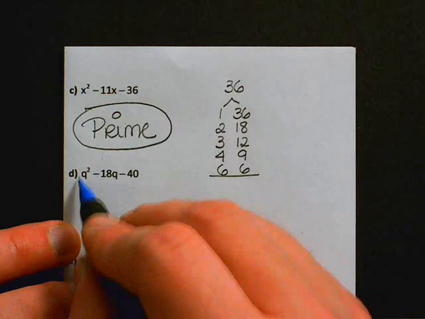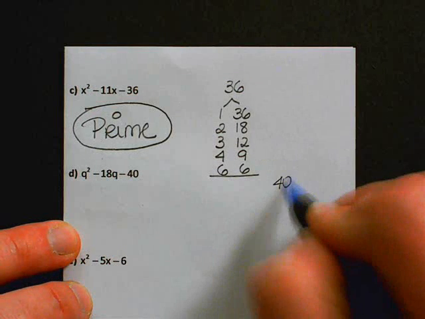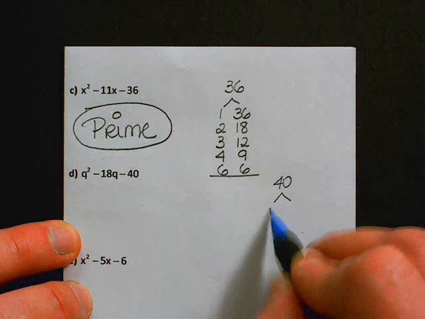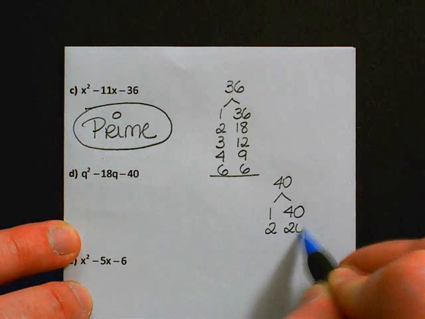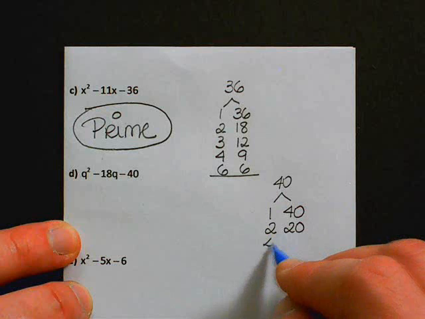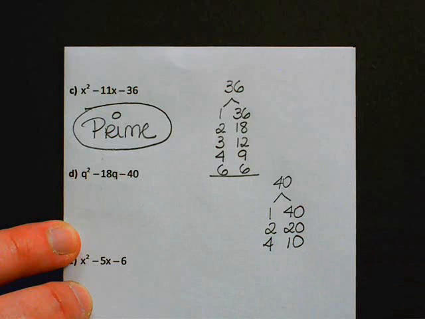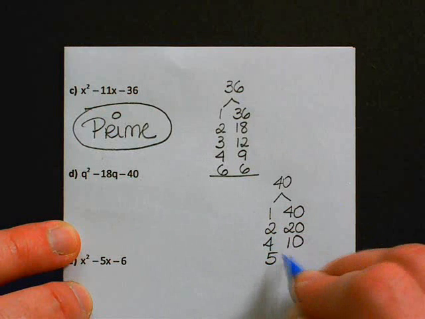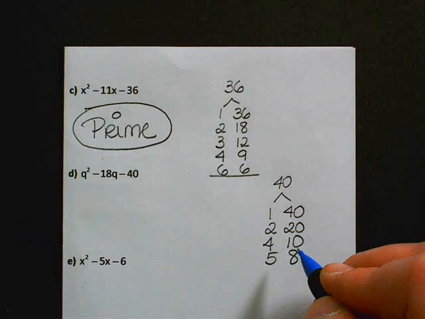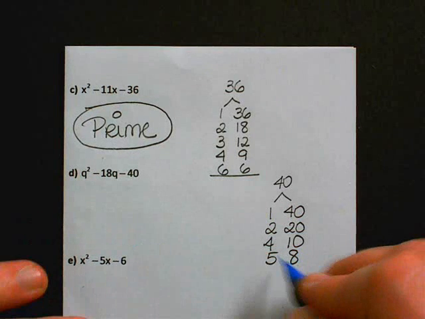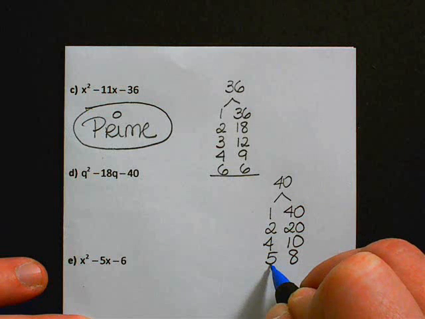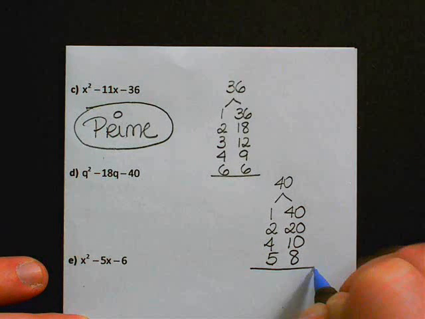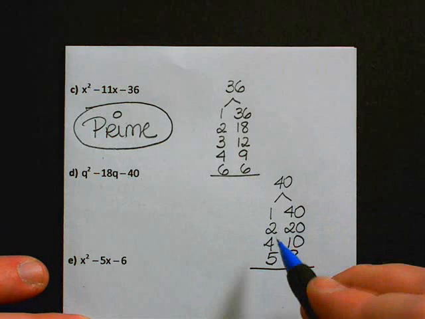Alright, let's go to the next one. The next one is going to be 1 times 40 is 40. What number gives me 40? 1 and 40. 2 and 20. 4 and 10. 5 and 8. And 6 does not. 7 does not. And then we have 8, so we're done.